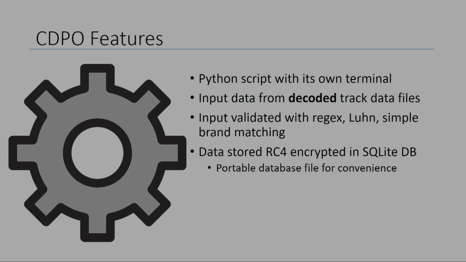So some of the features, it's all Python, Python 2.x, so no Python 3. You give it the input from your decoded raw track files, the things that you found and decoded. It'll run a regex to make sure that data is a track format. It'll run the Luhn check. It'll do some simple brand matching. We'll talk about these. And it will do RC4 encryption because it's fast and easy to implement. In theory, we could add a different encryption method in the future if people really want that. But it's just nice to have that in there.